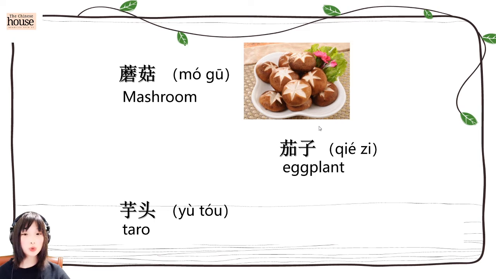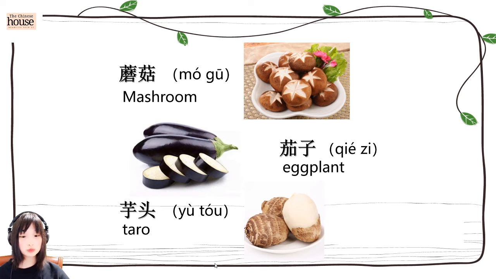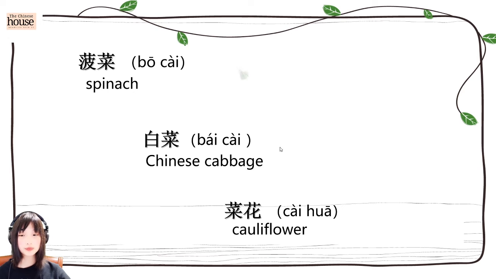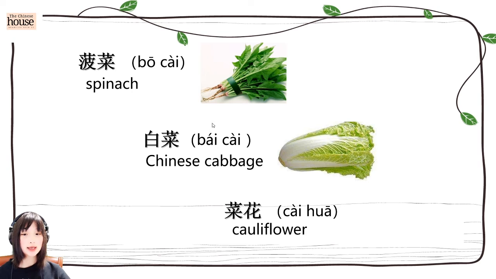Mushroom, 蘑菇, 蘑菇. Eggplant, 茄子, 茄 second tone, 子 light tone, 茄子. Taro, 芋头, 芋头. Spinach, 菠菜, 菠菜. Chinese cabbage, 白菜.